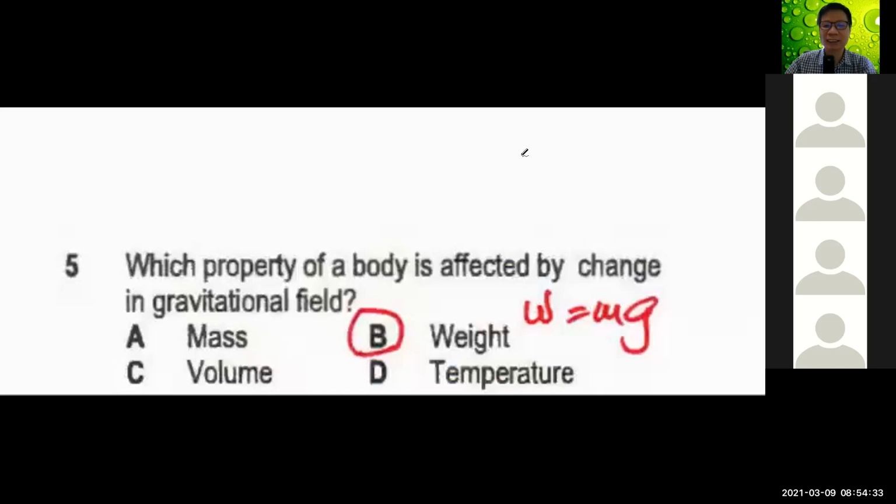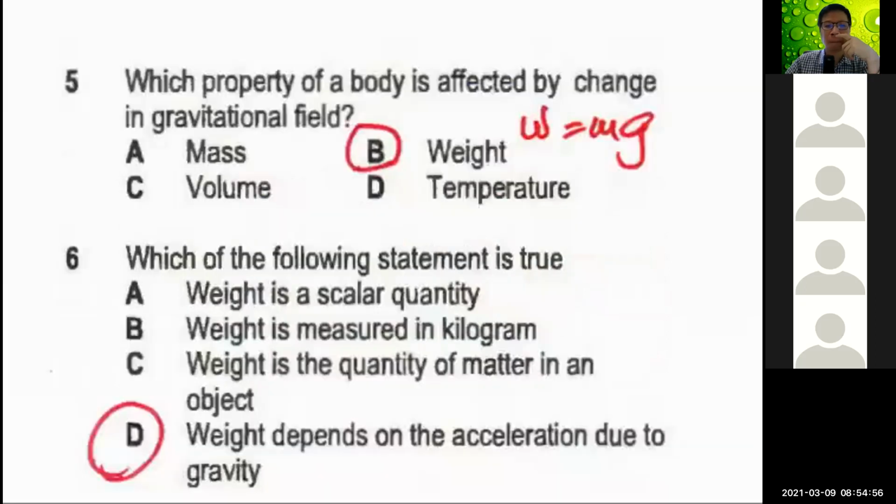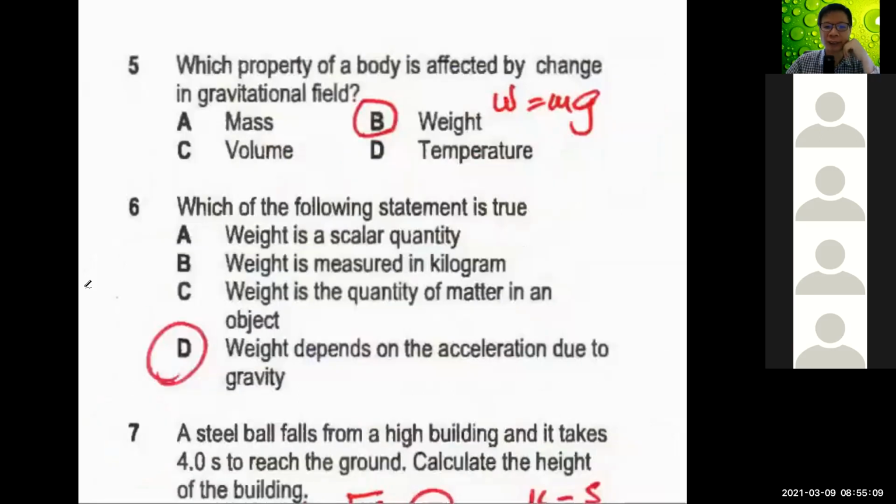Okay, number 6. Which of the following statements is true? Which one is true? Number 6, D. Okay, who gave the answer? Choi Kai, Marcus. Yes, the answer is D. All right, so just check the answer. Weight depends on acceleration due to gravity. So D is correct. This is the only correct answer. D.